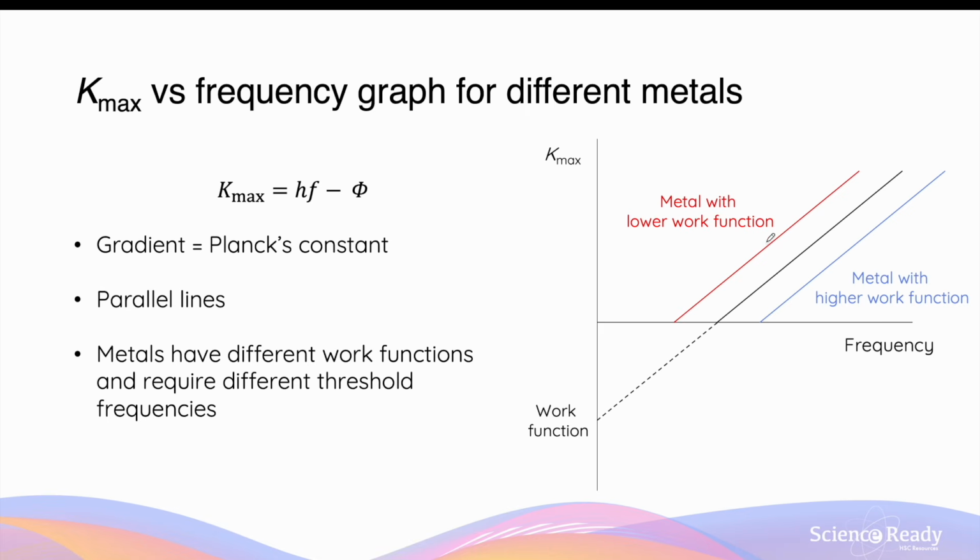It's worth noting that using different metals, although it will change the values of your x and y intercept on the Kmax versus frequency graph, the gradient of the line of best fit will remain the same, because the gradient on these lines represents Planck's constant, which by its name should remain constant regardless of what metals are being used to produce the photoelectric effect.